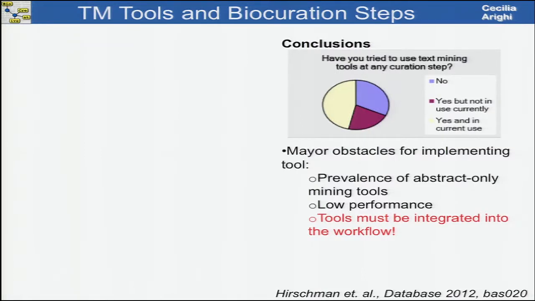So the conclusions for that is that the majority of the groups, at some point, tried some text mining system. But the obstacles for adopting or implementing were the prevalence of abstract-only text mining tools, the low performance of some of the systems, and also that the tool really must be integrated into the workflow.